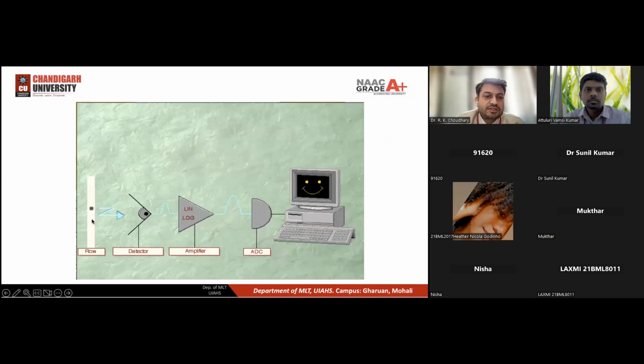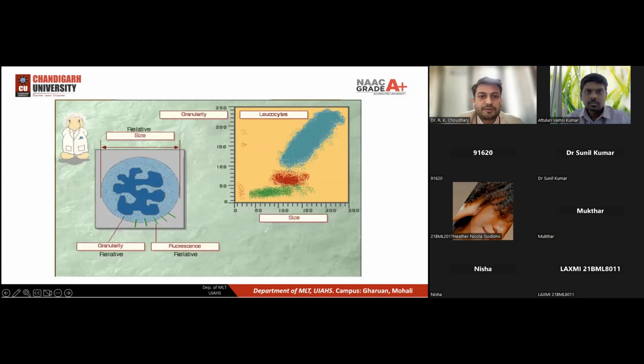So, the flow cell count appears, then comes to the detector, and from the detector to the amplifier. The amplifier is the procedure for converting the light to a digital value, and then it comes to the ADC, where the computerized system converts it through the software and stores it in the computer system. So this is the basic working principle of the flow cytometer.